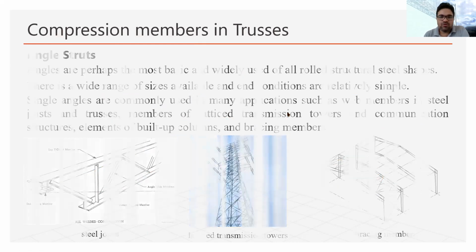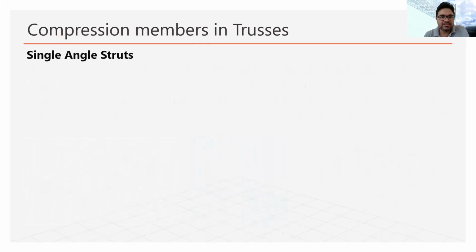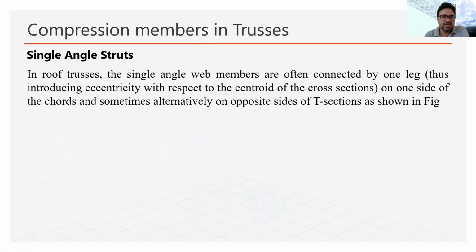Now we will understand more about the angle section. If we look at the single angle section, in roof trusses the single angle web members are often connected by one leg. An angle section may be connected by one leg or two legs. I will show you here, this is the angle section. If the angle section is connected from this leg only, then we say that it is connected by one leg only.